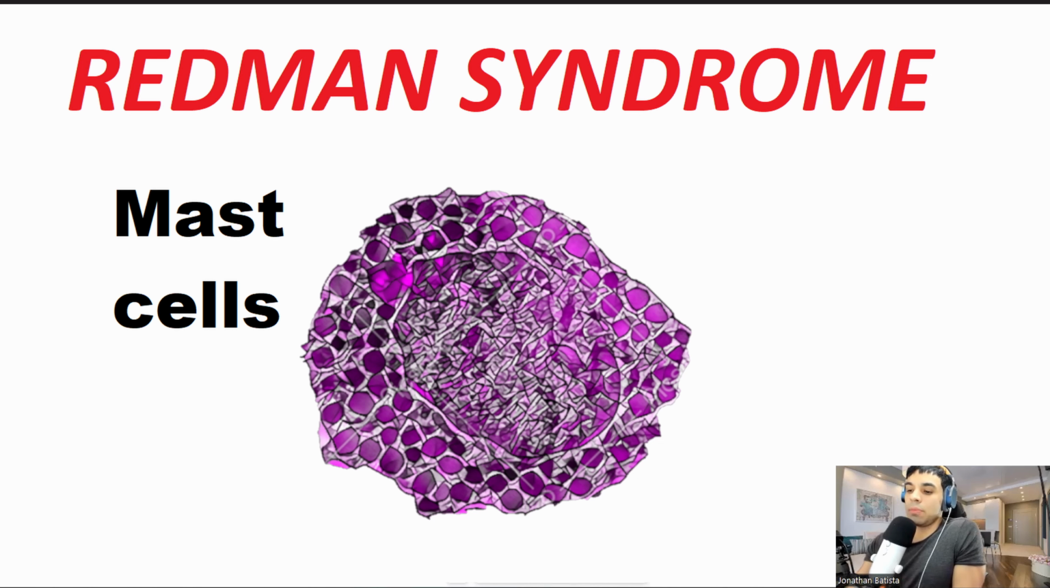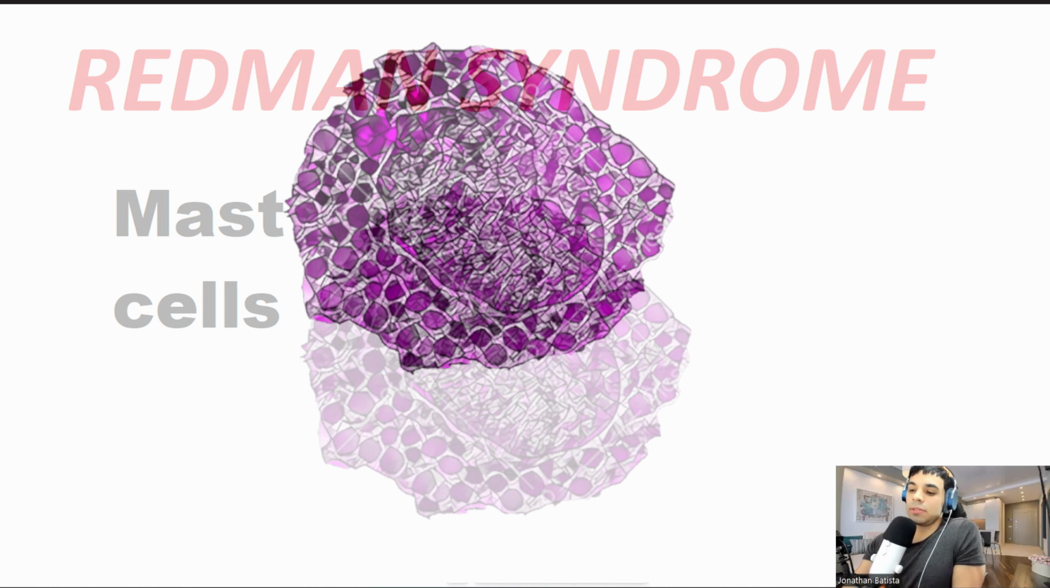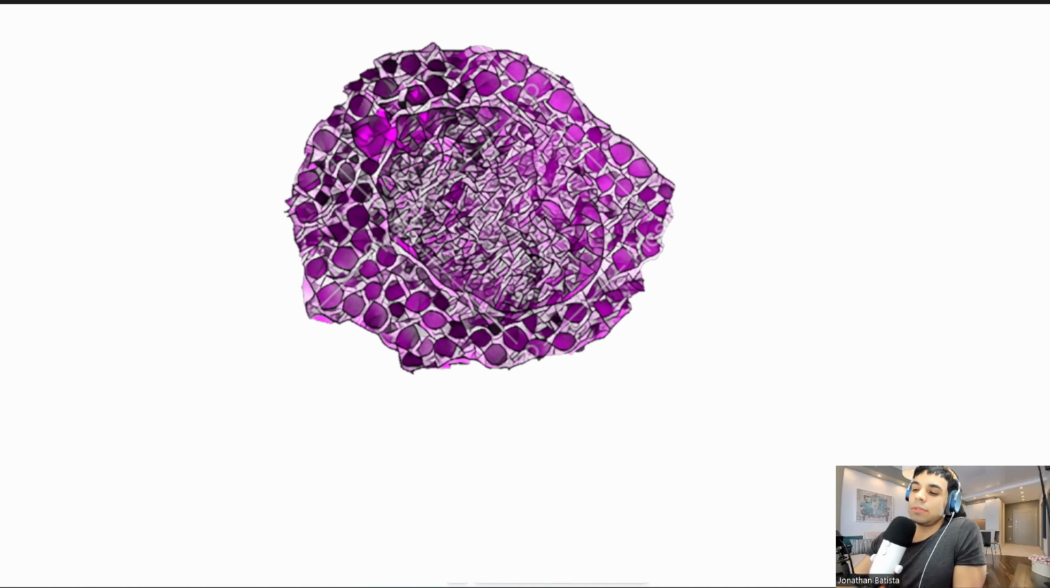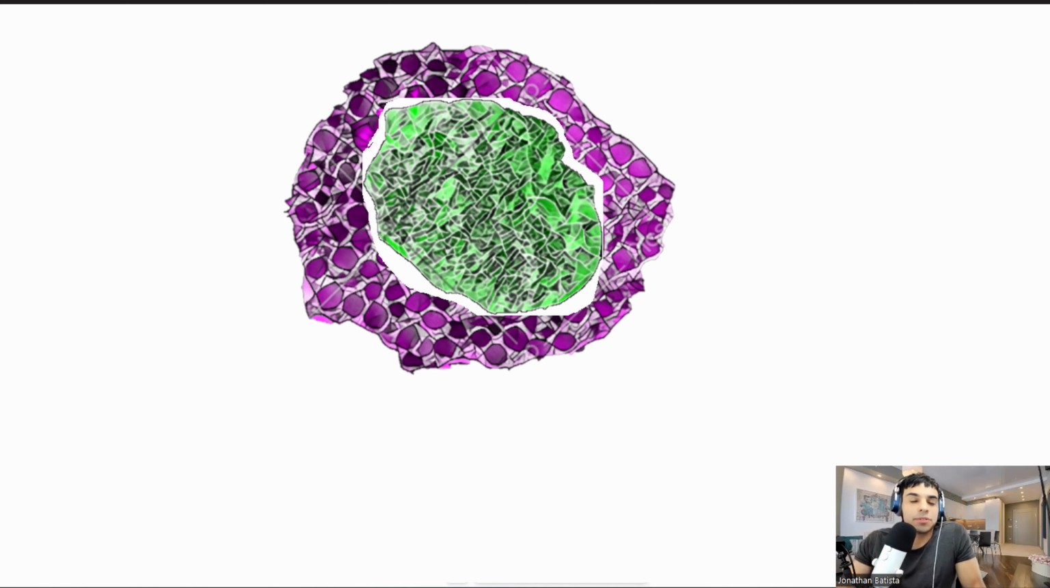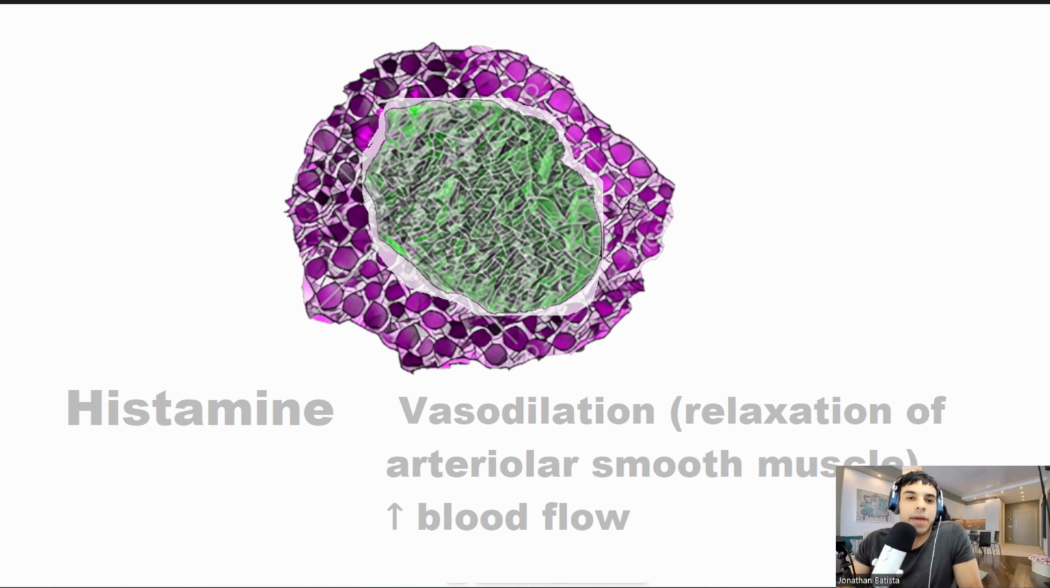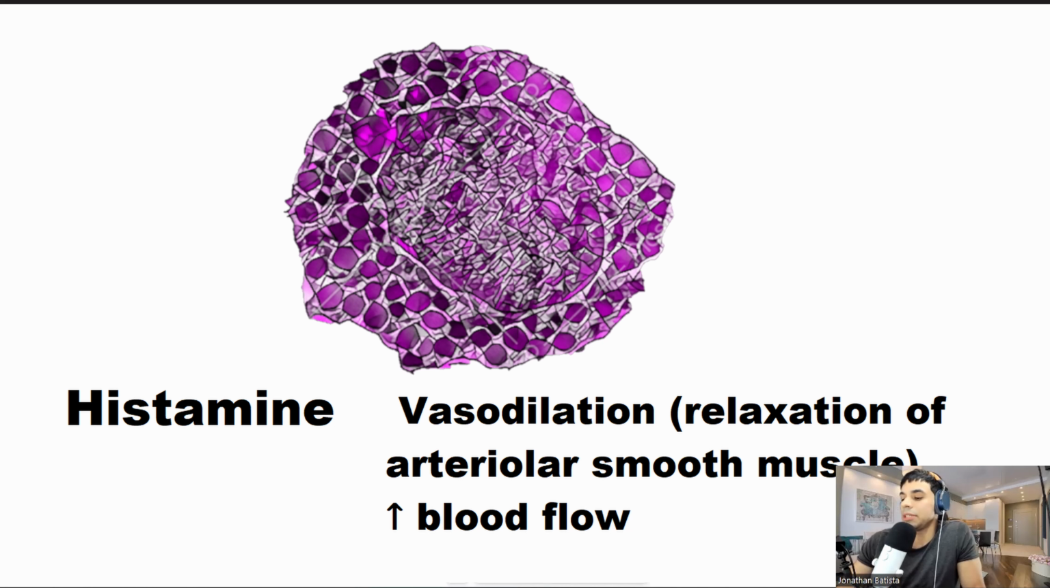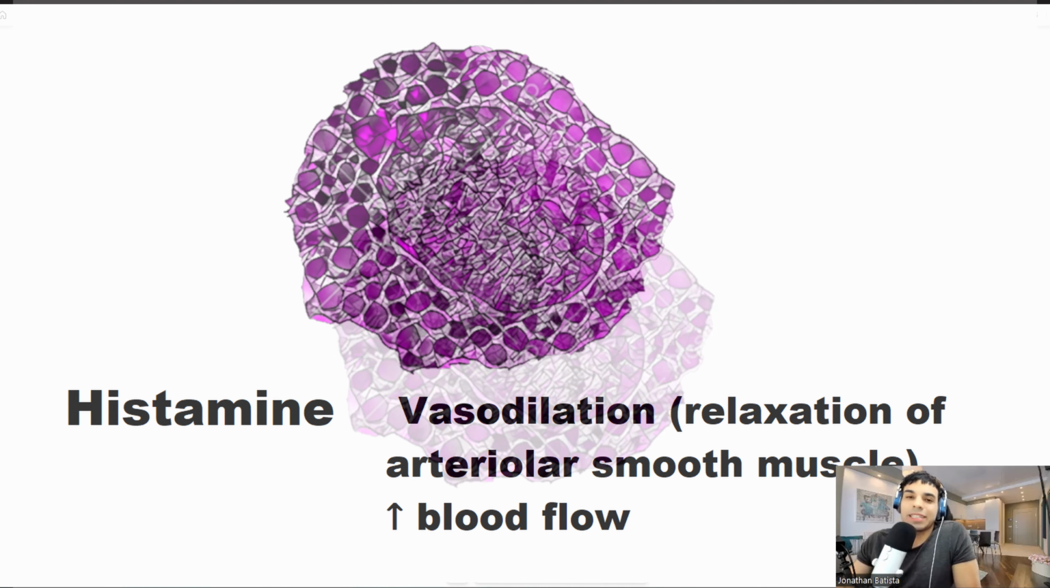So hopefully you guys remember mast cells. Mast cells carry within them granules. If you degranulate mast cells, you will release histamine. So if you release histamine, you will provoke an inflammatory response. You will provoke a dilation.